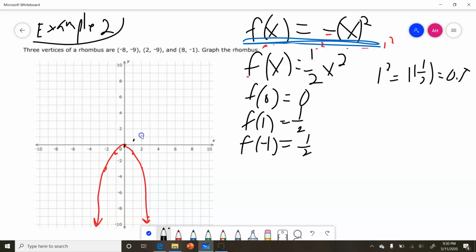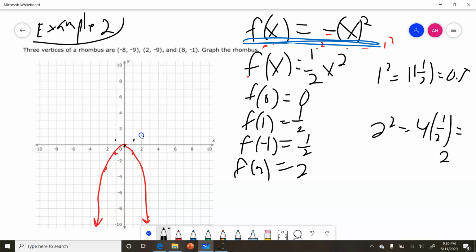Remember, it matches. Then at 2, 2 squared is 4. Okay, so 2 squared equals 4. But then I have to do that times 1/2 equals 2. So I'm only at 2. So it's 2, 2, and negative 2, 2. Do you see how much broader of a range that is?